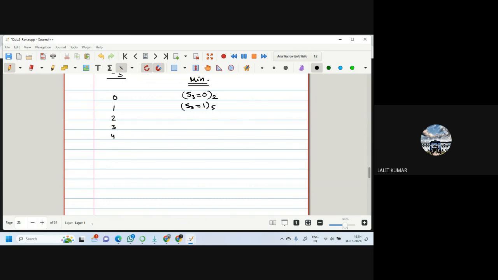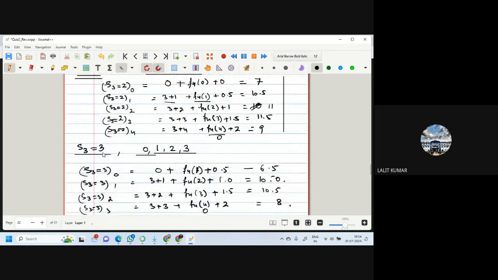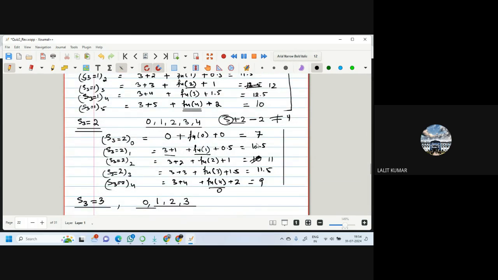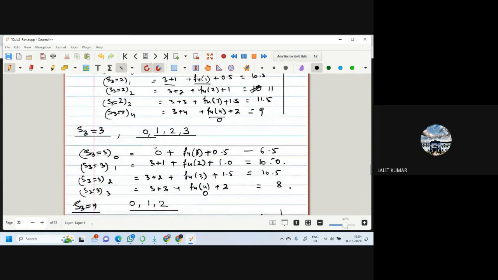In case here my state is 1. If my state is 2, what is the minimum? Minimum is 7. S3 is equal to 2, 0.